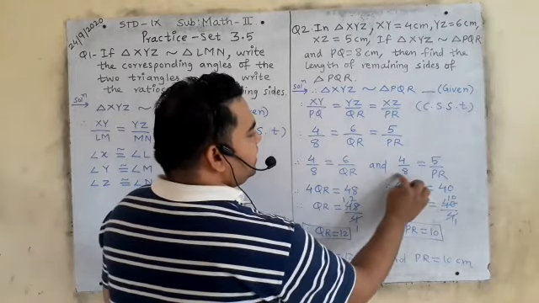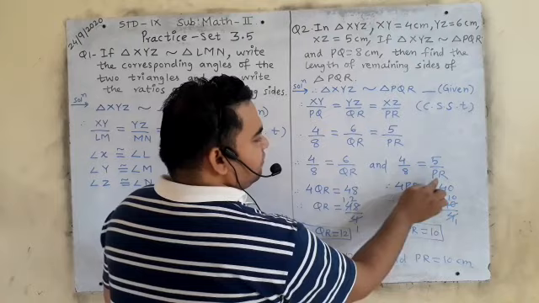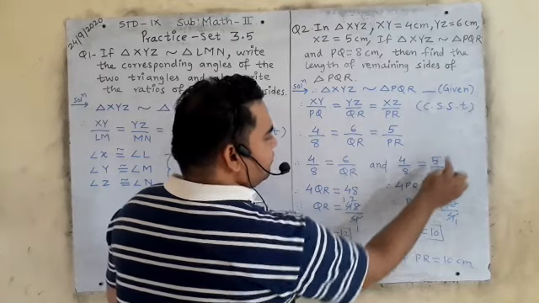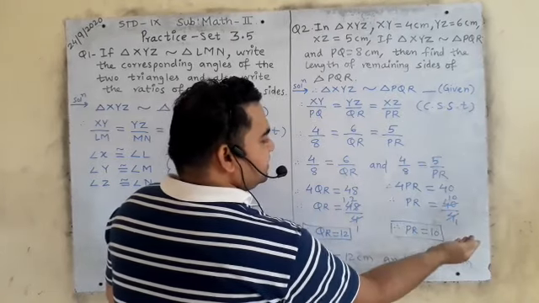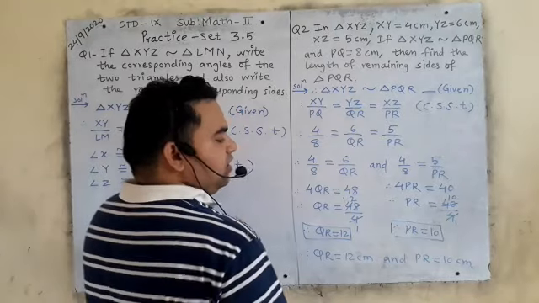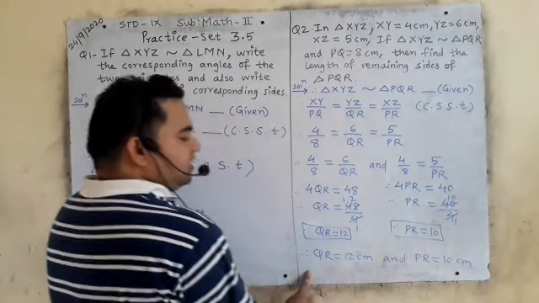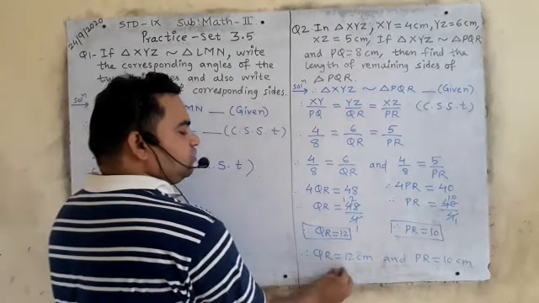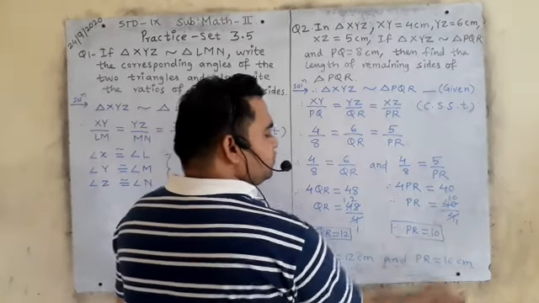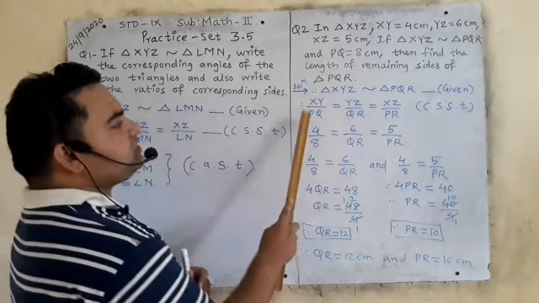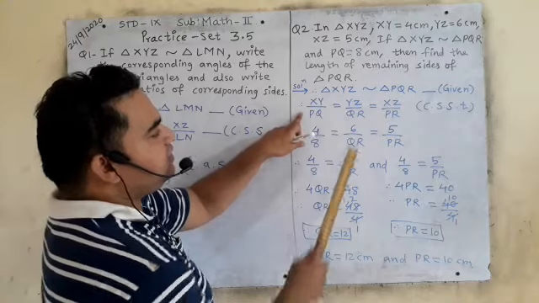Now here also it will be cross multiplication. 4 PR equals 8 times 5, which is 40. So this 4 will go to the right hand side. 4 tens are 40. So PR is 10. At last we have to mention QR is equal to 12 centimeters and PR is equal to 10 centimeters.